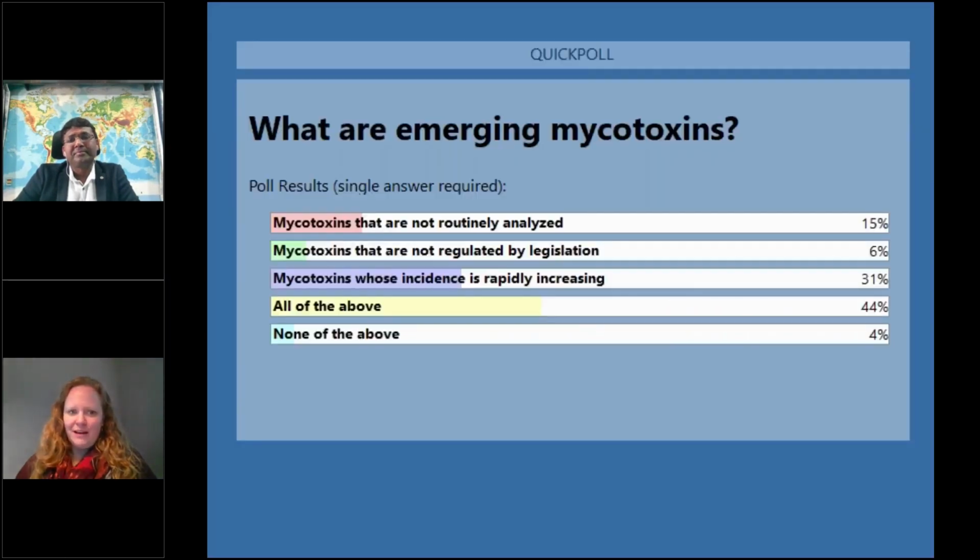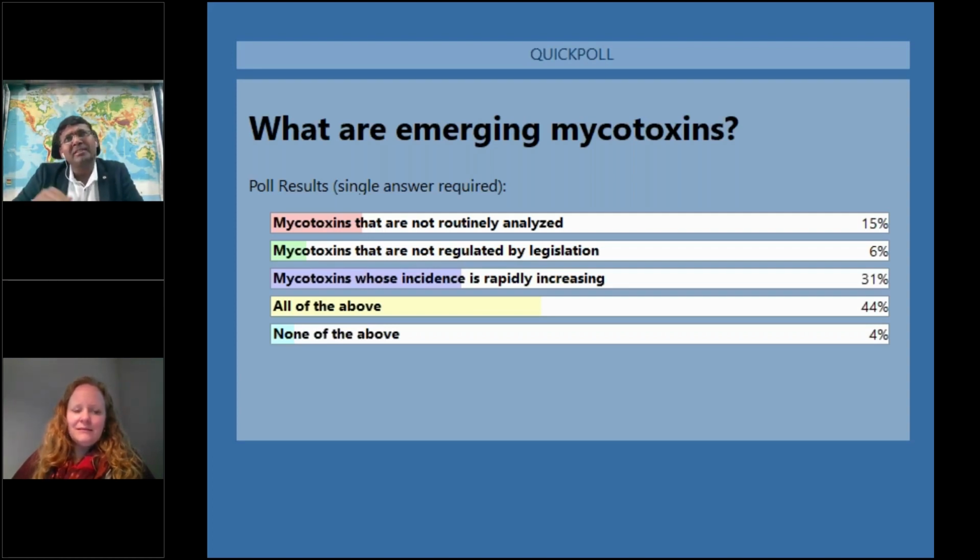So there's a bit of a spread in the answers. Actually, most people selected all of the above. So whether it's mycotoxins that are not routinely analyzed or not regulated, or whose incidence is rapidly increasing. Just under half of them chose all 3, followed by mycotoxins whose incidence is rapidly increasing. Yeah, the last one is the answer, all of the above, because this is very common nowadays in Europe.